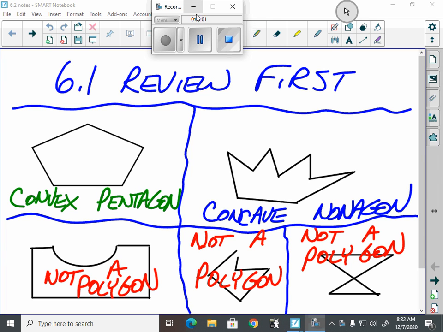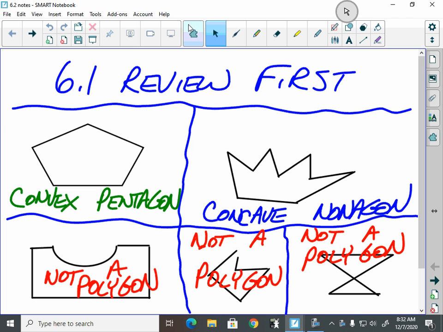Aw, yeah, geometry. Let's do a little review before we move on to 6.2. 6.1 review. This is a convex pentagon because all the corners go outside and there's 5 sides. This is a concave nonagon because these corners cave in and there's 9 sides.